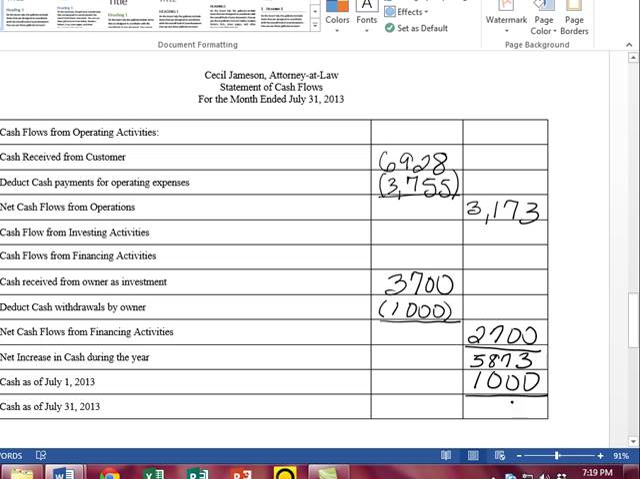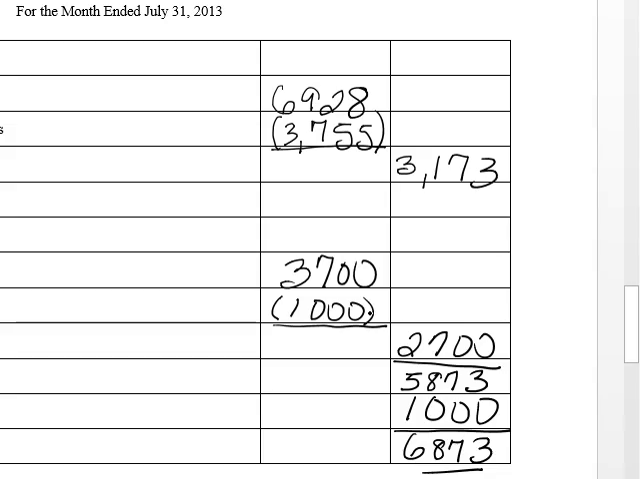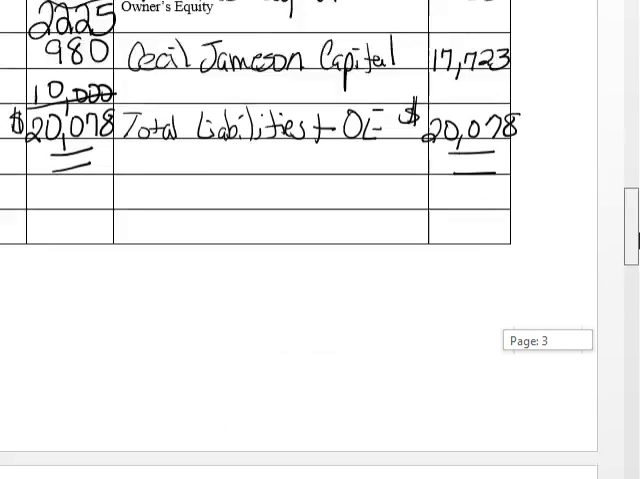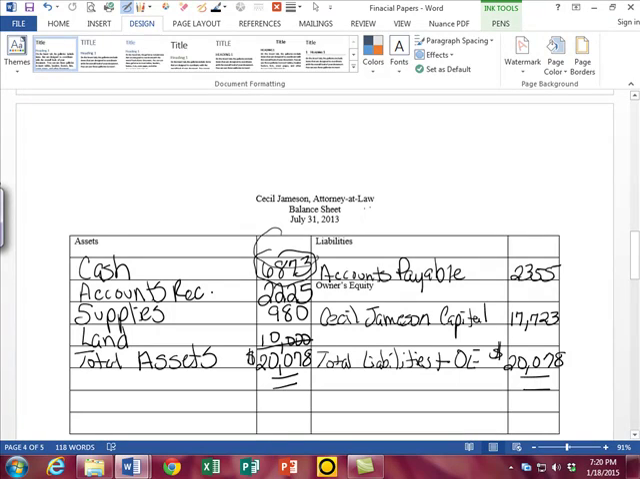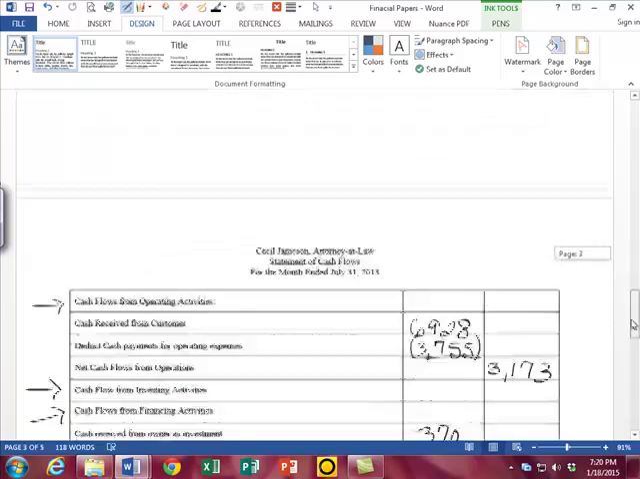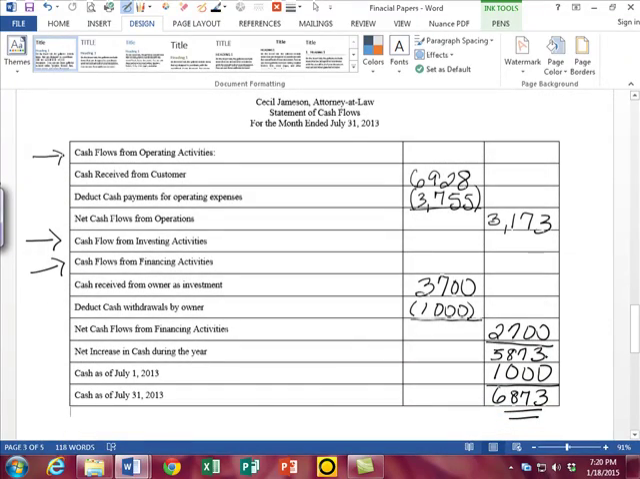Draw another line, and now we're going to add these two totals together to determine that the ending cash flow as of July 31st is $6,873. And we're going to double underline that because that's our final answer. So ending cash flow as of July 31st, $6,873. I can reference check this to the balance sheet. We see cash has $6,873. So now I know I have completed the statement of cash flows correctly. This concludes the financial statements examples.